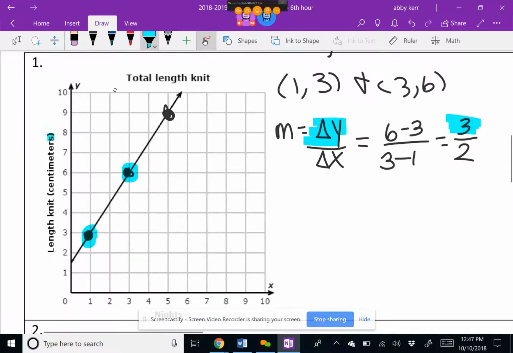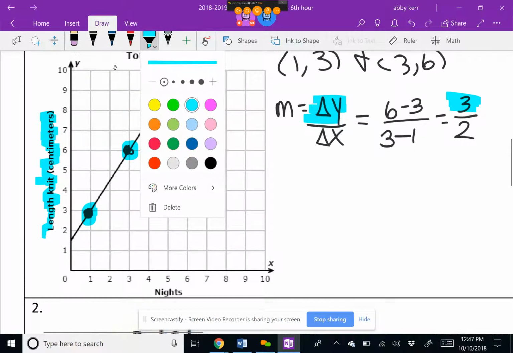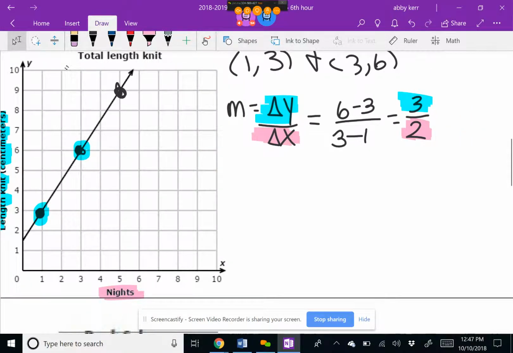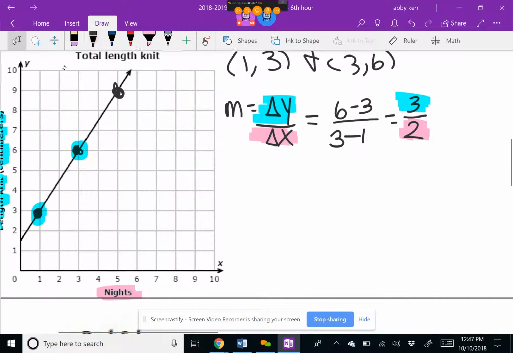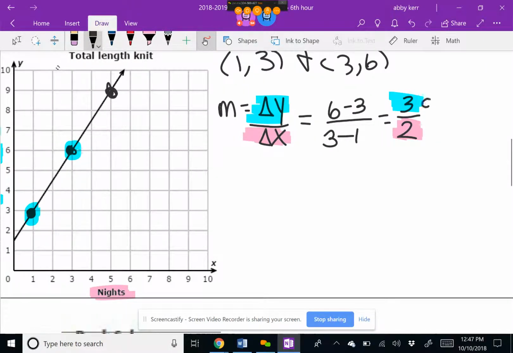Our second step is to find the unit. So we want to look on the y-axis. And then what we're going to do is this exact same thing, but for our x's. So our x's are in the denominator. We're going to talk about nights. So just put those units in. So we're going to talk about centimeters. And then we're going to talk about nights.